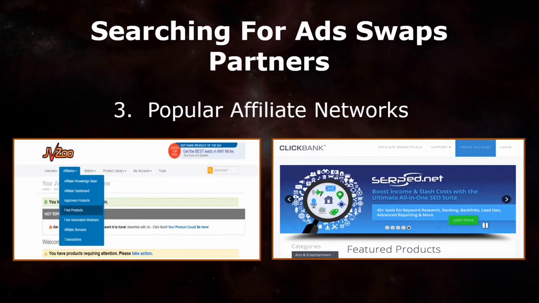Third, you can search for popular affiliate networks for partners. You can search via clickbank.com or jvzoo.com. Once you're in the network, find products that are included in your target market and contact the owners.